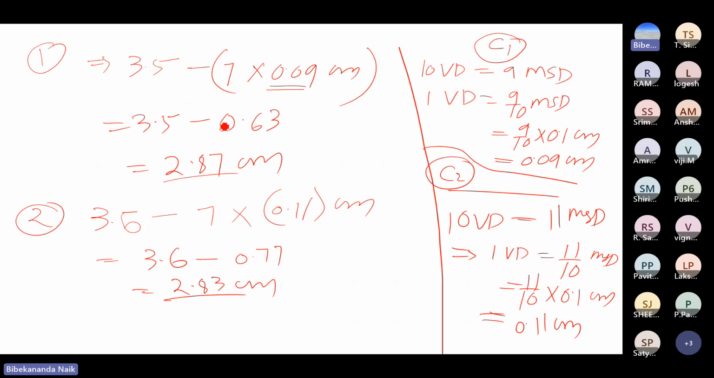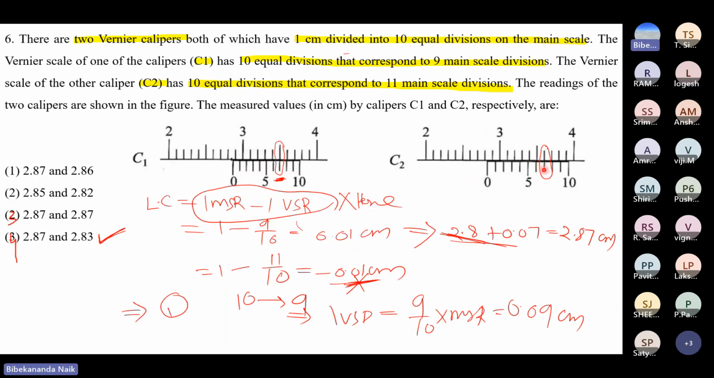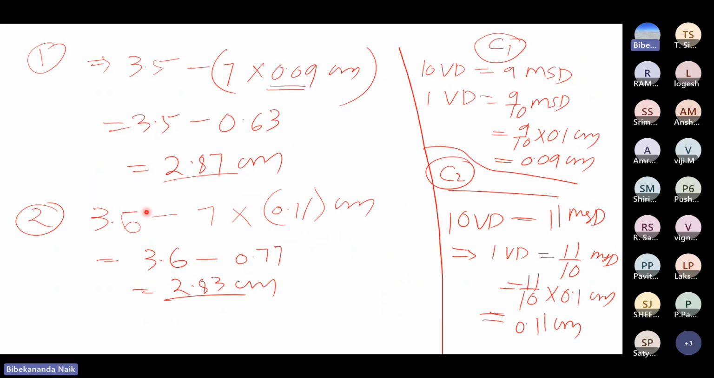And similarly, since in this case 3.6 corresponds to the 7th division of the vernier scale, it will be 3.6 minus 7 into 0.11. What does this 0.11 correspond to? This 0.11 corresponds to one vernier division. So one vernier division is 0.11 in the C2 case. So it will be 3.6 minus 0.77. It will be 3.5 minus 0.63. So it will be 2.87 and it will be 2.83. So these are the two measurements.